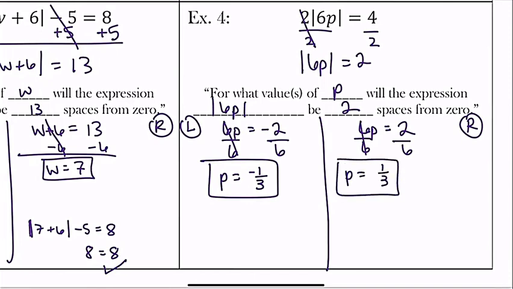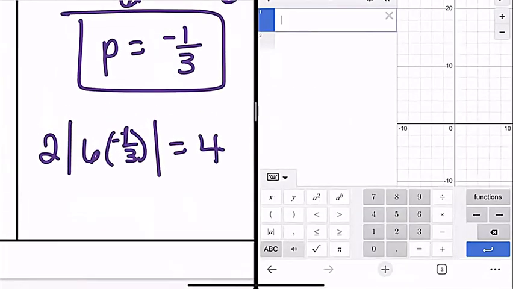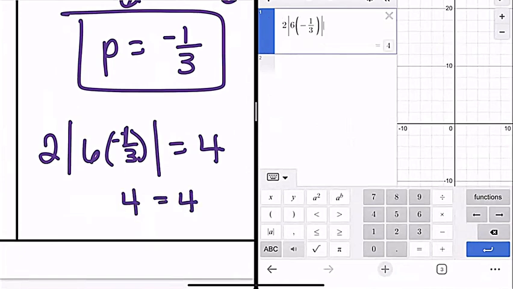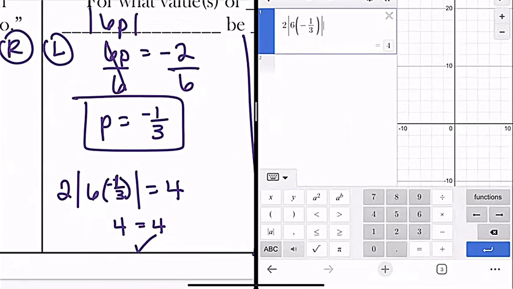Remember, the way that we check it, we do always have to check our answer for these, is we plug our value back in. And I'm going to put it in parentheses here because it is being multiplied. So it looks like that. And then I'll just type that straight into the calculator. I'm going to type the entire thing in up until the equal sign. I have 6 in parentheses. I'm plugging in my negative 1/3. Close parentheses. There we go. And this is equal to 4. Right, so we got 4 equals 4, which is true. So this is a solution.